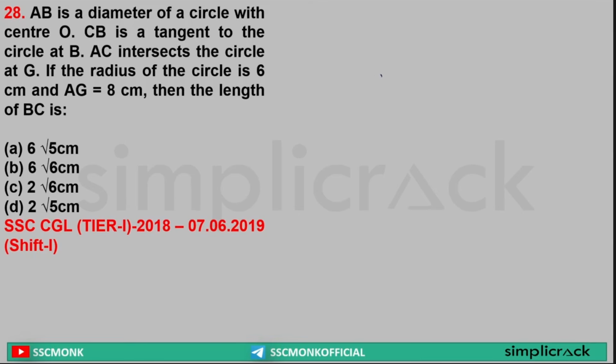Now see, understand. This is a circle. AB is the diameter. Let's say this is A, this is B. Now tangent is C. CB is the tangent. AC intersects the circle at G. So if I draw A to C, let's say this is C. And when I'm drawing AC, this point is G. Okay.